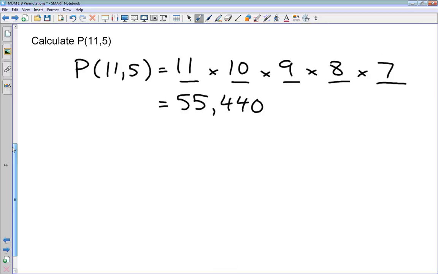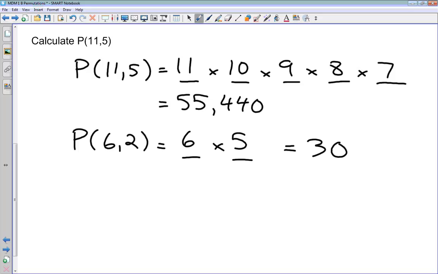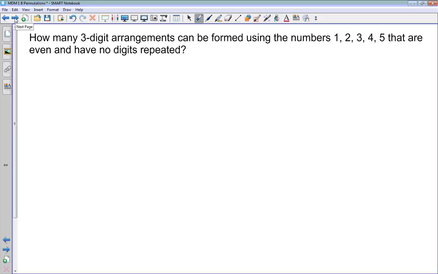Similarly, if we were to do something like the permutation P, 6, 2, we would have 2 boxes, 6 and then 5. So this would work out to be 30 here. So using this permutation notation can sometimes simplify the calculations that we're doing here.